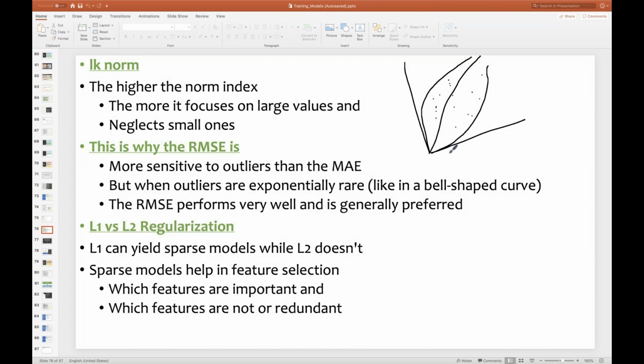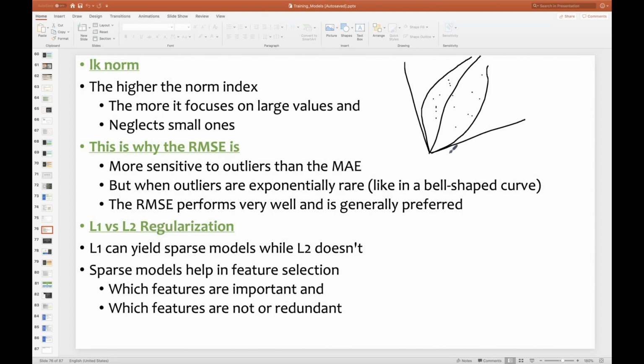Okay, guys, this training module is all about theory because we have done enough practicals and dealt with RMSE, MSE, and a lot of other things. But now we need to understand the under-the-hood concepts, and that's the reason why we are doing it. So here the outliers are exponentially rare and RMSE performs very well and is generally preferred.